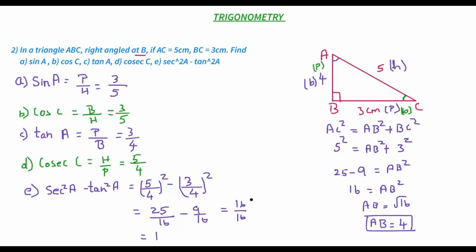16 by 16 is a full fraction, so the answer becomes 1. So secant square A minus tan square A is 1. Isn't it easy? I have differentiated with the colors, you can refer to that. And if this is confusing, you can draw a separate triangle for reference angle C. This will be a little tricky still if you are doing few questions. Once you practice some more questions, it will be very easy for you to work it out.